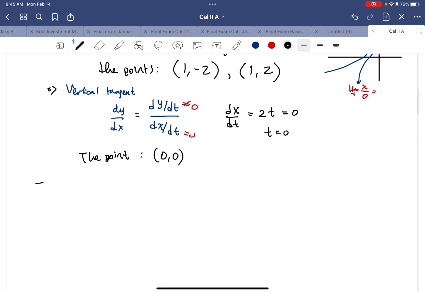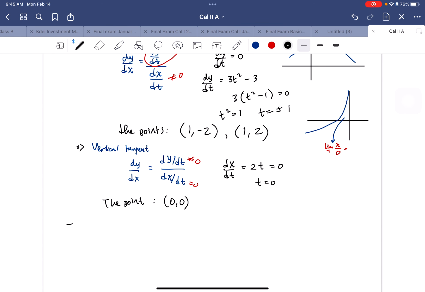Okay. So let me give you a little bit time to, if you want to write some notes. Okay, the next question from this particular parametric is if you want to know the concavity. So that's a little bit tricky from calculus 1. Concavity, whether it's upwards, downwards, you need to have the second derivative, right? Second derivative. Okay. So let me write the questions here.